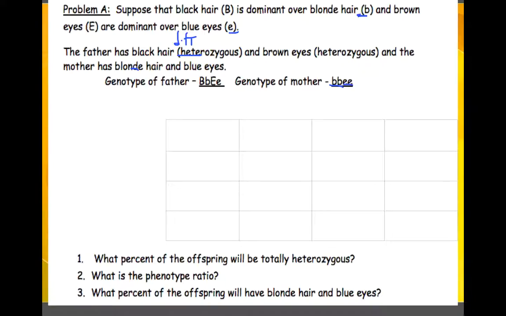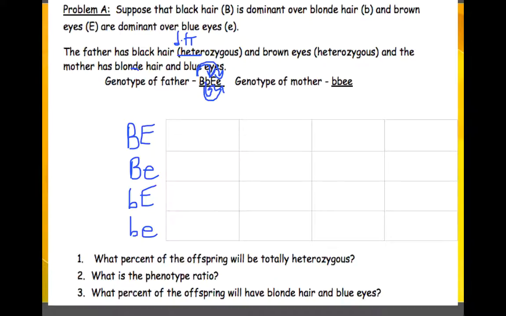So if we do our FOIL method here and look at our dad, we have a big B, capital E. That's one possible gamete. Capital B, lowercase e. Then he has lowercase b, capital E. And lowercase b, lowercase e. So those are the four possible gametes that the dad could give for the child.